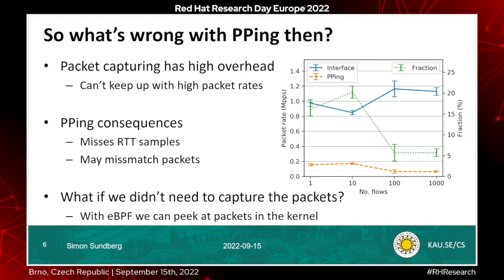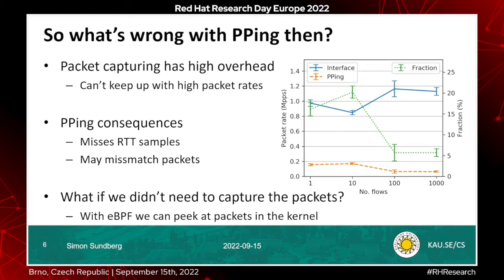We saw this clearly with passive ping or ePPing. In one of our experiments here, the blue line shows the number of packets that passes through our device, whereas the bottom orange line there shows the number of packets that passive ping saw, which is significantly less. As the green line shows, passive ping only saw between 20 and 5% of the packets in this case. So passive ping is actually missing most of the packets. And this has a couple of consequences.